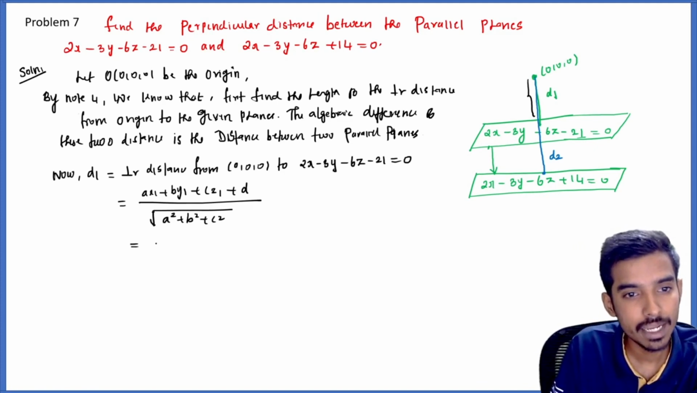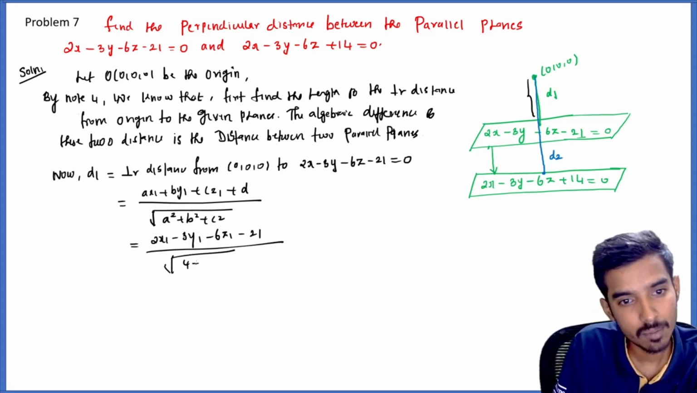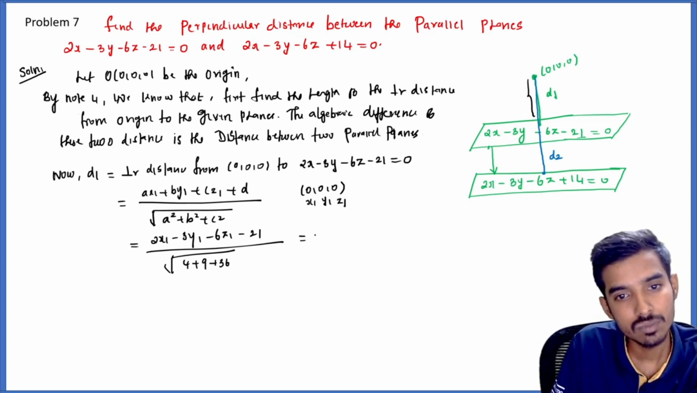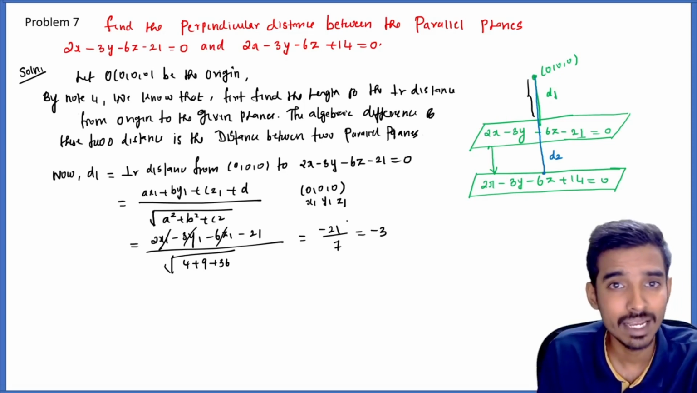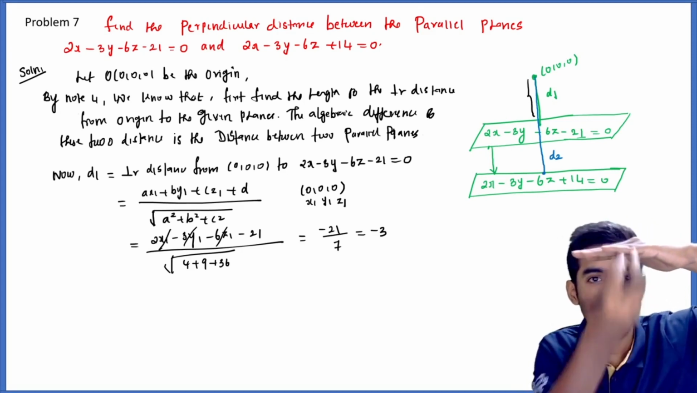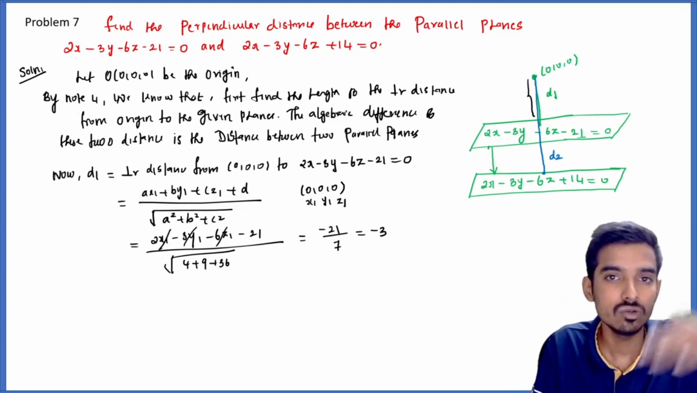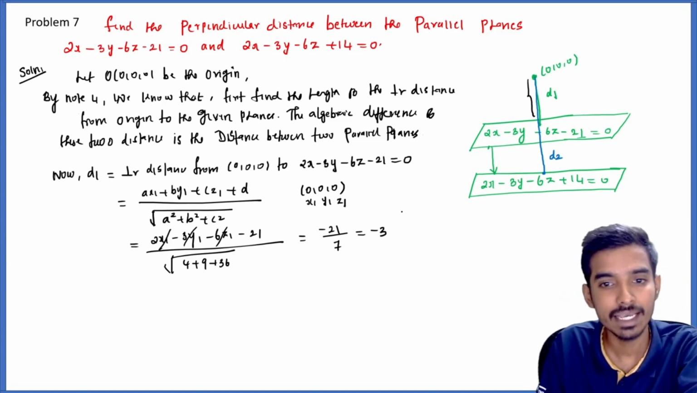This will be equal to (2x1 minus 3y1 minus 6z1 minus 21) divided by root of a square plus b square plus c square. You substitute the point (0, 0, 0), this is our x1, y1, z1. So we have minus 21 divided by 7, which is minus 3, right? You can see how the diagram will be: the plane will be at the top, origin at the bottom, so we have negative 3 units from origin to the first plane. This is a rough diagram; we will draw the exact diagram after this.